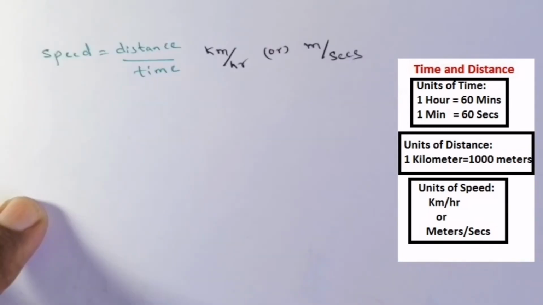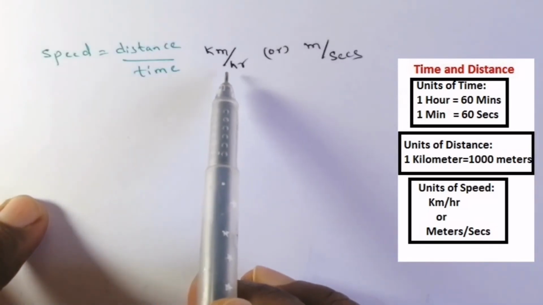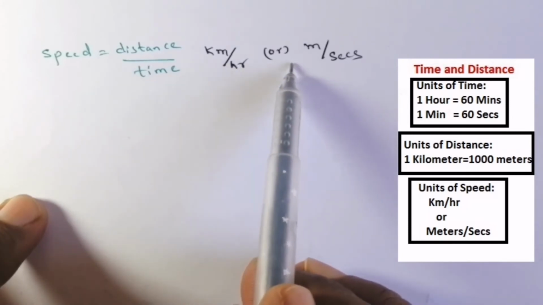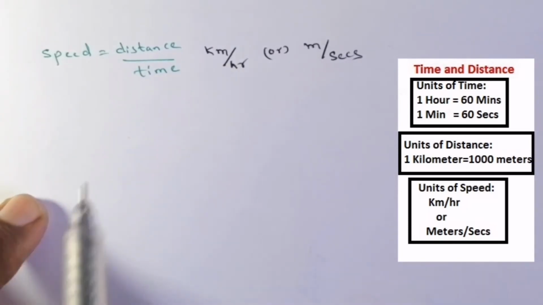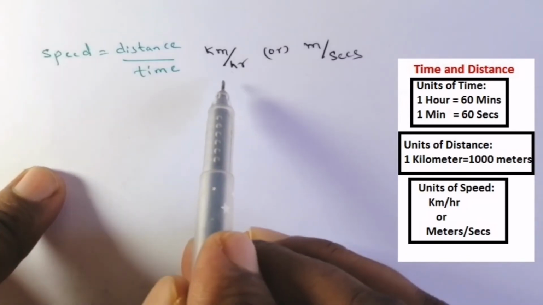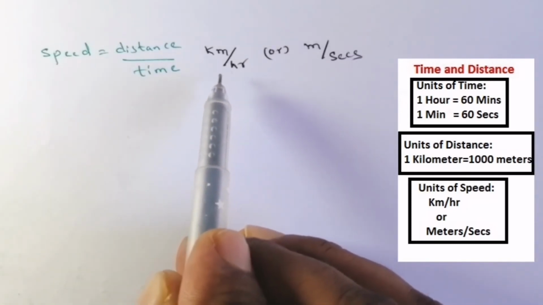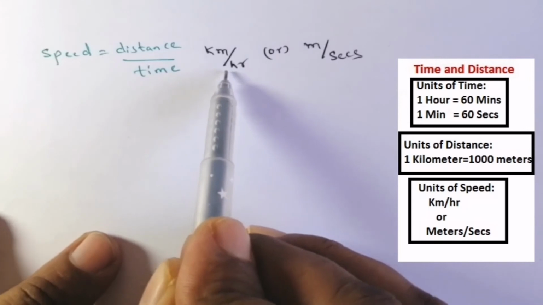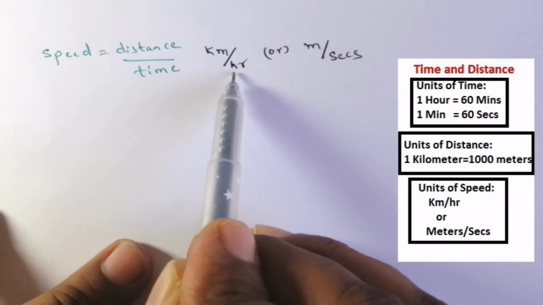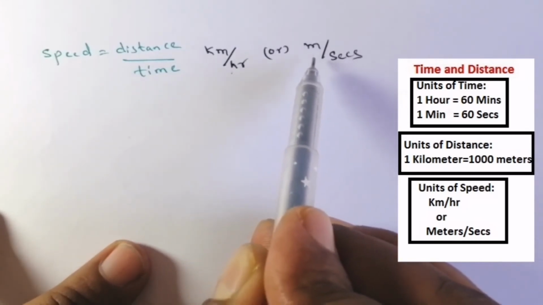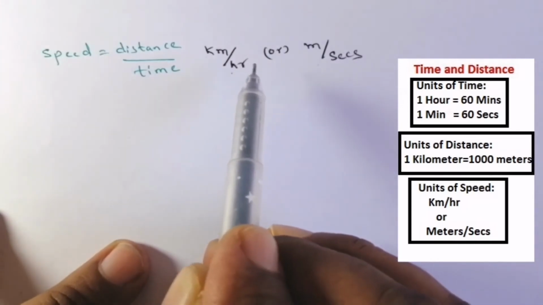So we have learned that speed is calculated either in kilometers per hour or in meters per second. Now, if we are given the speed in kilometers per hour and asked to convert it to meters per second, we should be able to convert it.